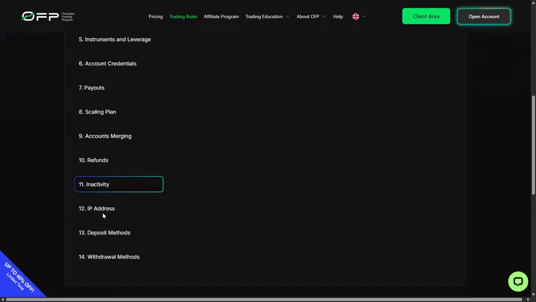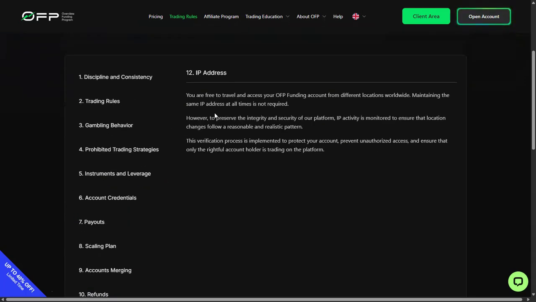Yeah. And then when it comes to IP address, their website says that you're free to travel and access your OFP Fundings account from different locations worldwide. But when you ask the chat and their Discord, you are only allowed a maximum of 3 devices, right? And these devices relate to IP addresses, because devices come with different IP addresses.